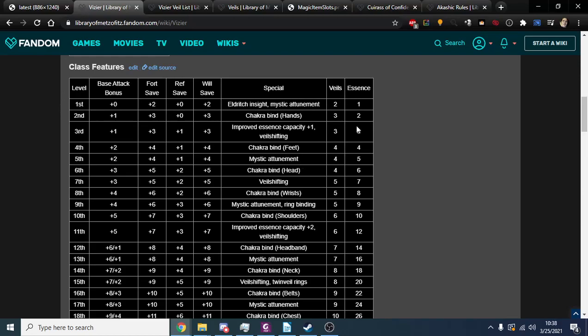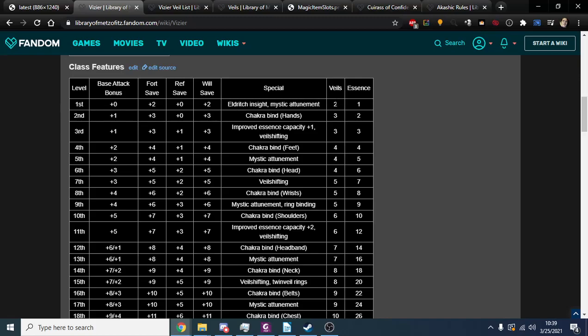So let's go ahead and take a look at just a level 1 Vizier here. We're going to be talking more about the veils and the essence than the actual class features, because the class features are themselves pretty self-explanatory, like Eldritch Insight and Mystic Attunement. Eldritch Insight just allows you to use certain magical items as though you were a wizard or something. So you can use scrolls and wands and things like that, while the Mystic Attunement is more akin to, say, a bloodline of a sorcerer, where you pick one path of mystical attunement, and you go down that getting the class features and abilities that it grants you as you level up.